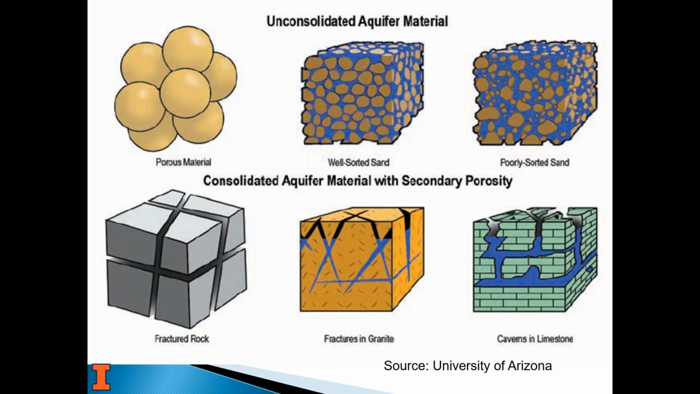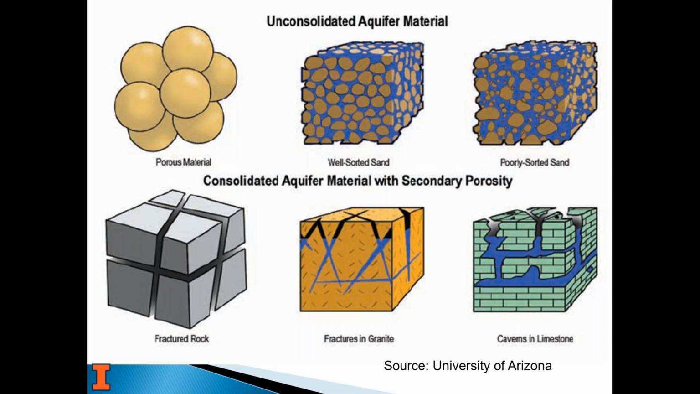This diagram actually doesn't show it as well, but that blue, if you take that to be water, those should be flipped, because the poorly sorted sand looks like it has more water available, and that's actually not the case, because some of the smaller particles fill the pore spaces between the larger ones. And when you have more different sizes all mixed up, you actually have less porosity.